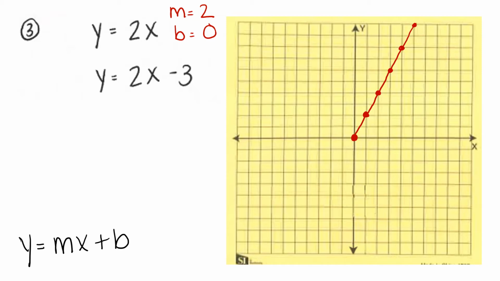Once we reach the edge, we're going to go the opposite direction so that we can continue our line across both sections of the graph. We go down 2 and over 1. Again, following that same pattern and connecting our dots in a straight line.